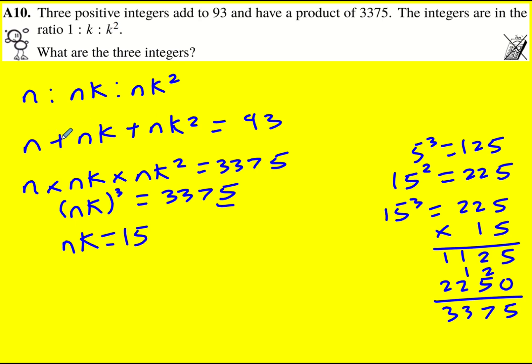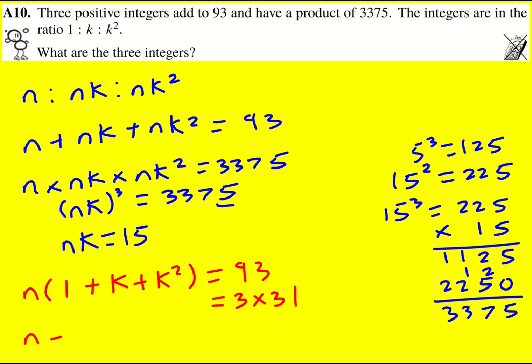I haven't yet used this 93. Now here's what you have to do. You have to sort of think about factorizing out the n. So we've actually got n times 1 plus k squared is equal to 93. Remembering that these are both going to be integers. But here's the thing, 93 is a product of two primes, 3 times 31. So it must be, because nk is 15, they're both whole numbers, it must be that n is equal to 3 rather than 31, which means that k is going to equal 5 because we can just put it back into this one.